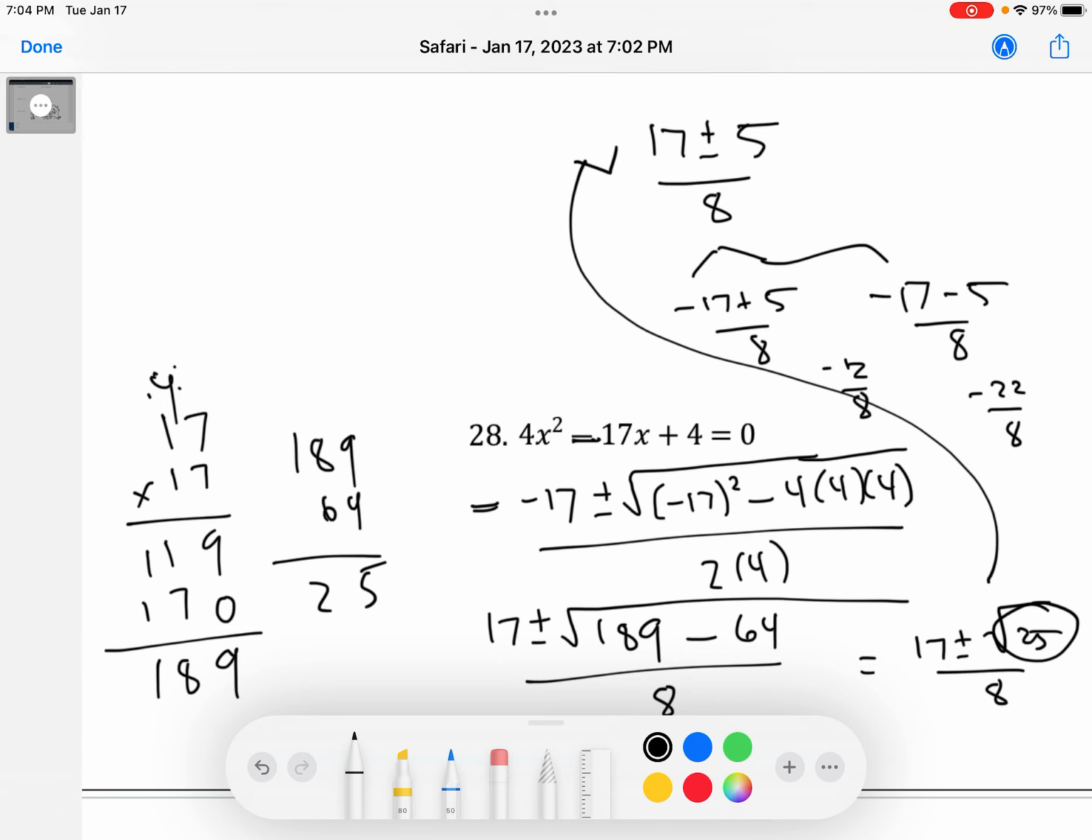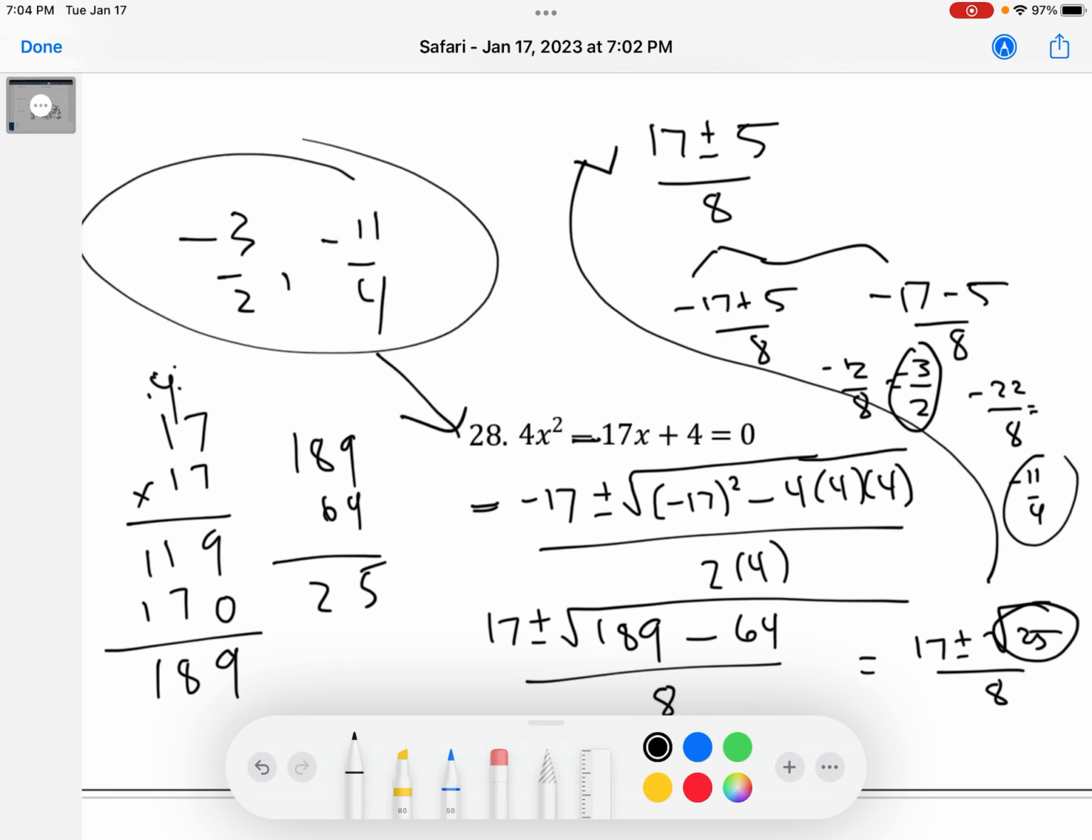That's going to be, let's see, divide both of those by 4. So negative 3 halves. Divide both of those in half, negative 11 fourths. So that's super messy, but it's negative 3 halves and negative 11 fourths for the solution to question 28.